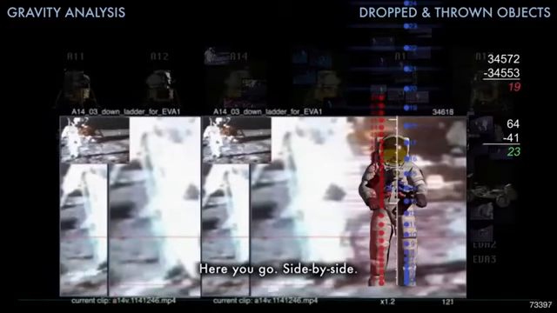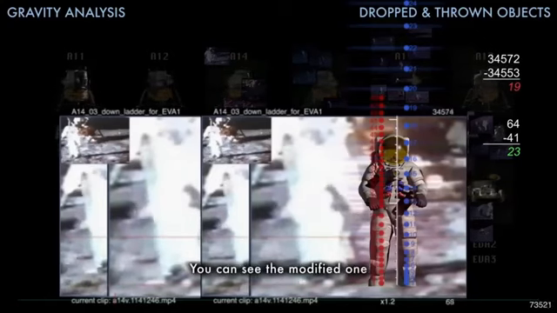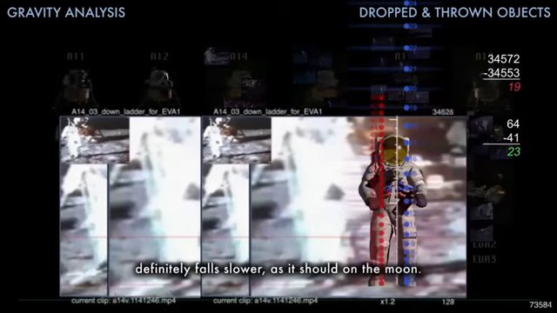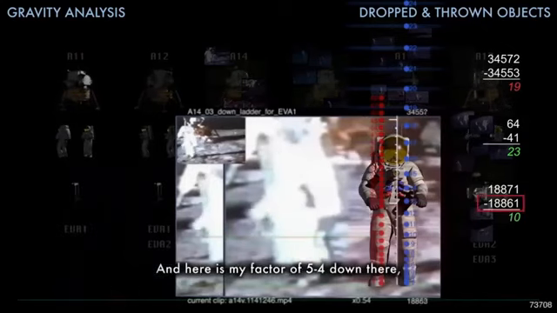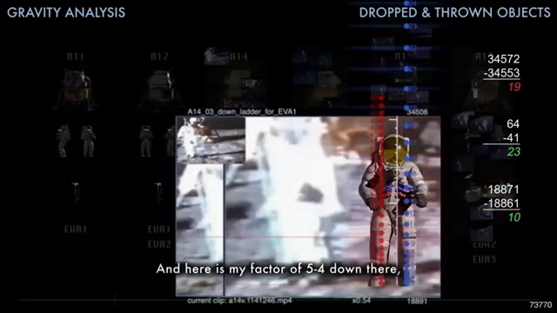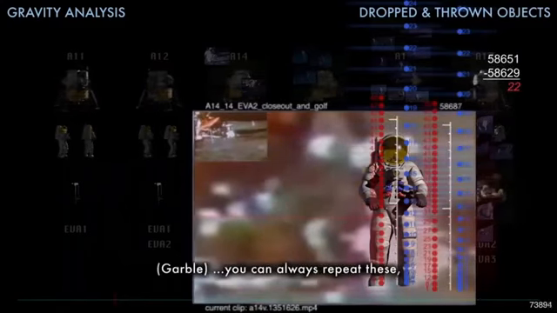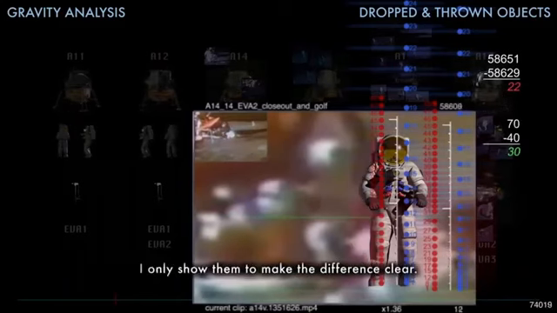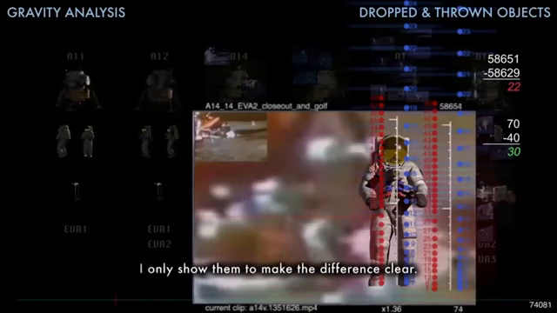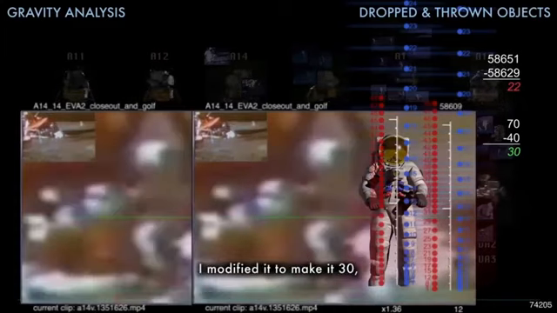Here you go, side by side. And you can see the modified one definitely falls slower, as it should on the moon. And here is my factor of 5 to 4 slowed down, and it is correct. You can always repeat these. Pause, replay if you want to see it again. I only show them to make the difference clear. It was 22 in the footage, I modified it to make it 30.